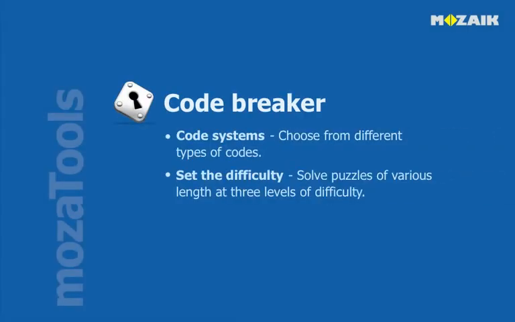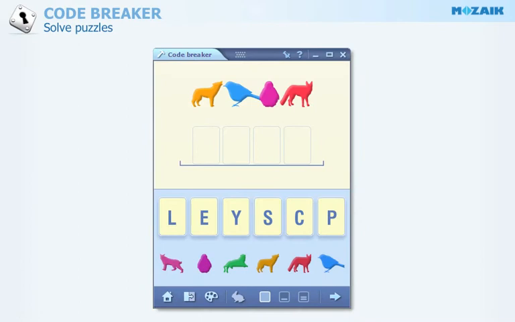Code Breaker. Code systems: choose from different types of codes. Set the difficulty: solve puzzles of various lengths at 3 levels of difficulty. In the following, we are going to show how to use the Code Breaker app.